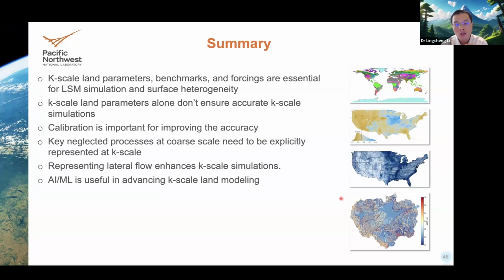So calibration is one of the important methods to improve the accuracy, and also with the coarse resolution, K-scale processes at the coarse resolution need to be explicitly represented at the high resolution K-scales. So we show the example that representing the lateral flow can enhance the K-scale modeling. And also you can see AI/ML is a very powerful tool and is useful to advance our K-scale land-surface modeling.